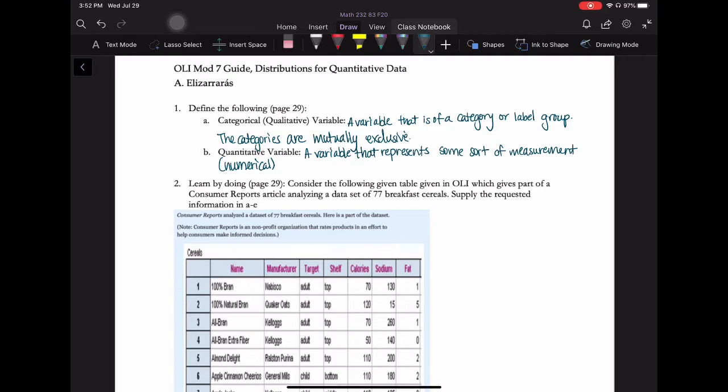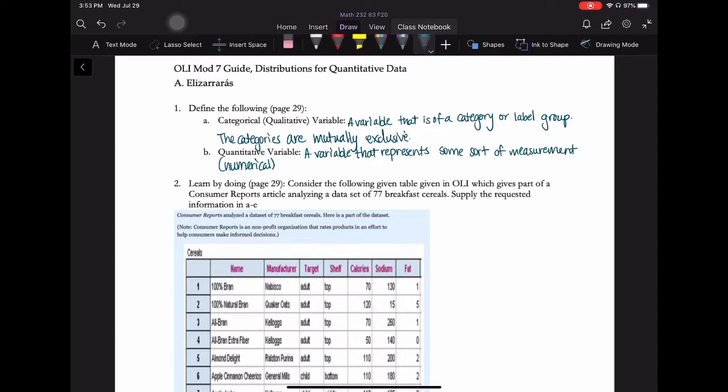So what that means is, let's say I'm talking about eye color, and I have blue, green, black, brown, hazel. I want to make sure that I can't put an eye color into both categories. It has to be one category. It can't be more than one. That's what mutually exclusive means. It can't happen at the same time.